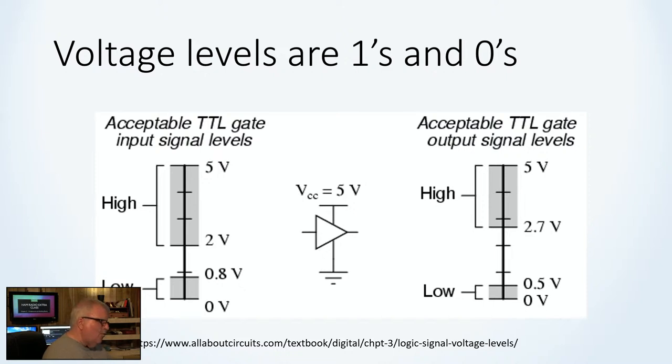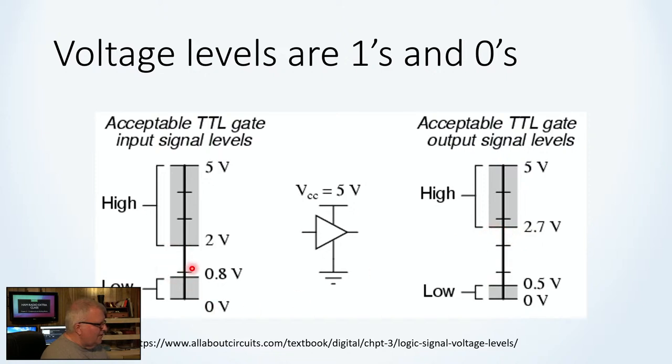When we say ones and zeros for transistor logic chips, which were the most common, high voltage is 5 volts, low voltage is 0 volts, but they weren't that precise. Anywhere down in here was considered a low. Anywhere up here is okay as a high for input signals, and the output signal levels were even a little bit smaller.